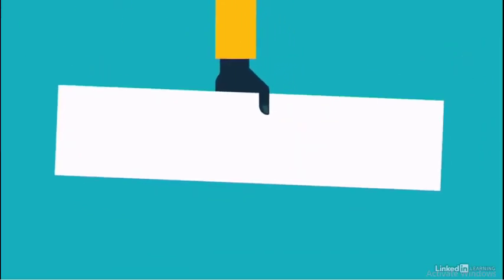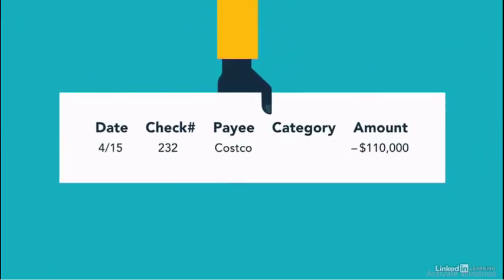Let's consider how one of the best-selling money management software packages, Quicken, has changed the accounting process. Quicken, it turns out, works a lot like a check register. For each check, you indicate the date, the check number, the payee, and the amount.